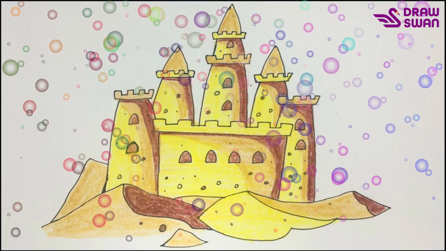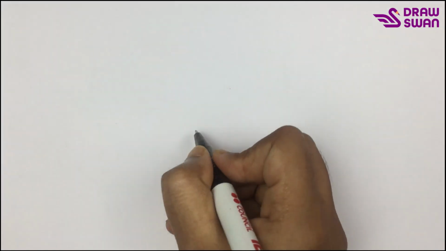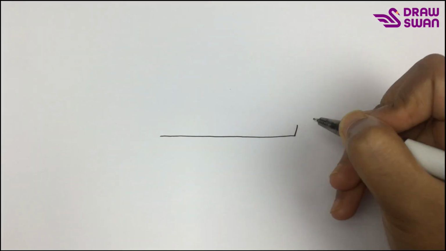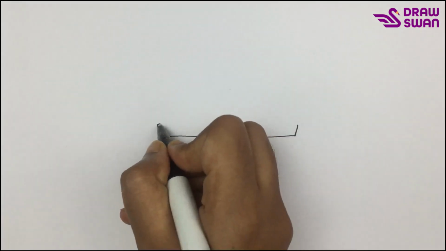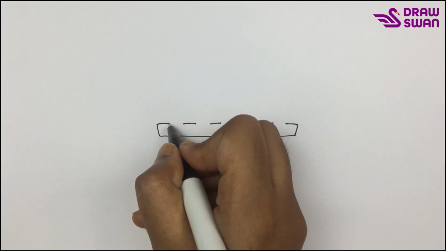Today we will see how to draw a sandcastle. So here you can see that I'm using my black pen to draw the sandcastle. At the beginning I'm drawing a straight line. Now two tiny lines. Now I'm drawing a few tiny lines.